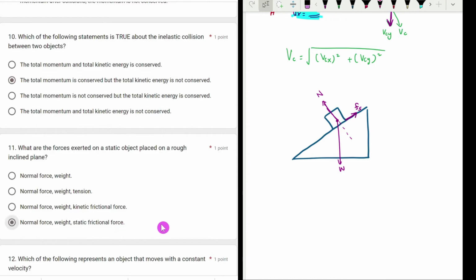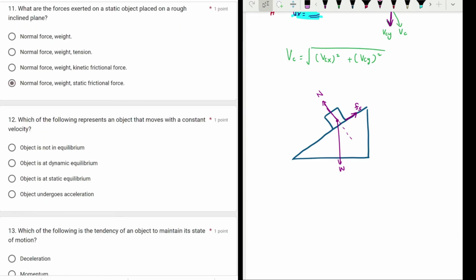So ini. And then the second last question, which of the following represents an object that move with a constant velocity? Okay, object that move in constant velocity, okay, kita tahu kan, kalau static equilibrium, total force in x component equal to 0. Total force in y component also equal to 0. Means that the object is not moving in static equilibrium.